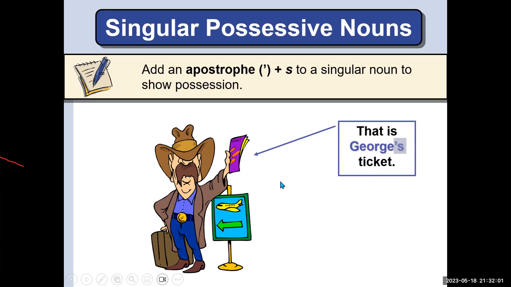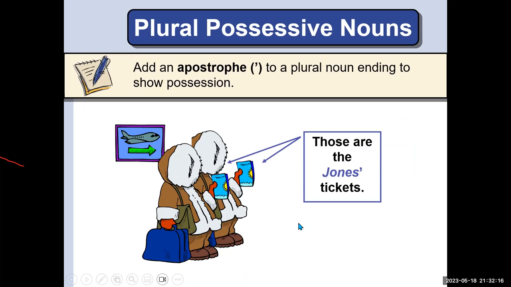Okay, that is your ticket. ¿Qué nos está diciendo ahí? Este es el pasaje de George. Ah, okay. Aquí nos está demostrando la posesión. Those are John's tickets. ¿Se recuerdan de lo que les mencioné que no aparecía en la regla cuando les mostré la diapositiva? Cuando terminaba en S. Dice, add an apostrophe to a plural noun ending in S to show possession. Cuando algo esté en forma plural, generalmente va a terminar en S. Ahí le vamos a agregar el apóstrofe para demostrar la posesión.